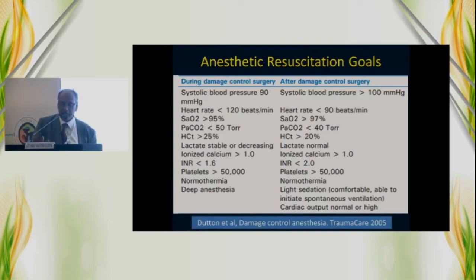So again, in the early phases, don't try to get the BP up to above 90. Once the damage control is over, you're sure the bleeding has stopped, then you can get the BP back to normal. Again, watch out for platelet counts, INR, etc.